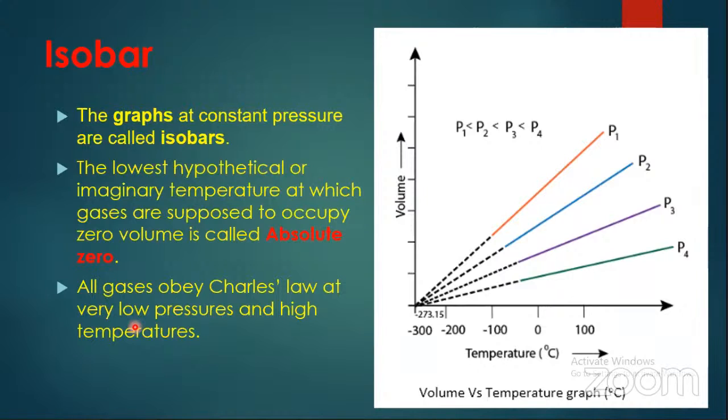So the lowest hypothetical or imaginary temperature at which gases are supposed to occupy zero volume is called absolute zero.